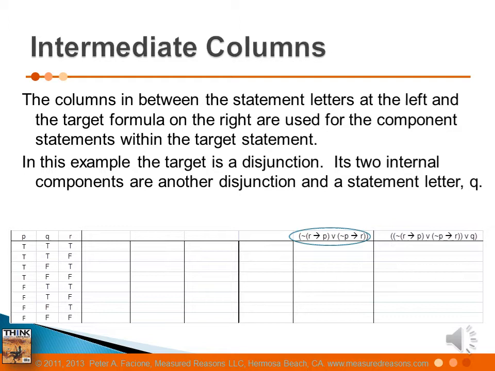To determine the value of a more complex statement, in this case our target disjunction, we must first find out the values of its component statements. To do this, we will let each of the component statements be the head of a given column. In this example, the disjunction, which is itself rather complex, becomes the head of a column just to the left of the target statement. We don't need to create another column for the other disjunct in this target because Q, on the far right of our target statement, already is the head of a column back on the left where we have the statement letters.